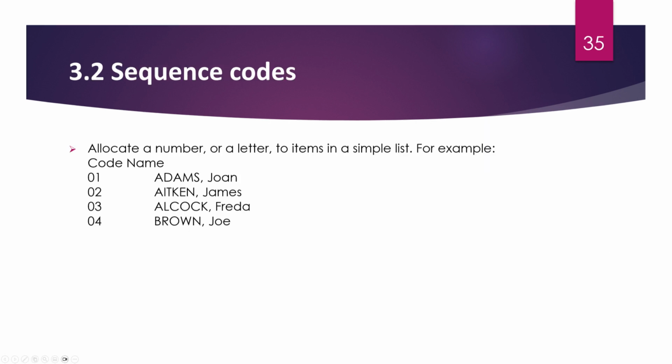3.2 Sequence codes. Allocate a number, or a letter, to items in a simple list. For example, code, name: 01 Adams, Joan. 02 Aitken, James. 03 Alcock, Frida. 04 Brown, Joe.